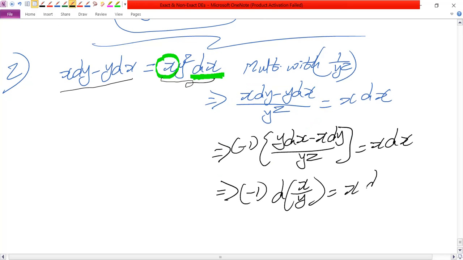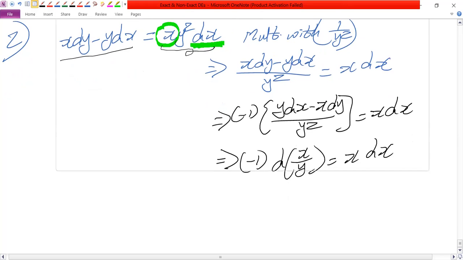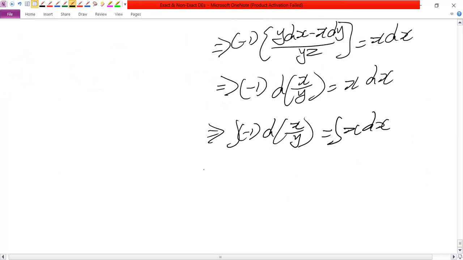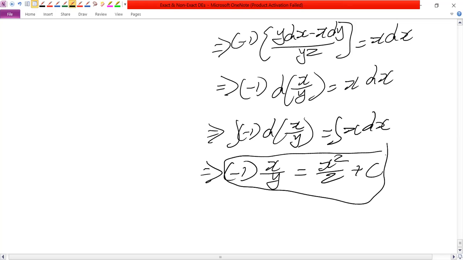into dx. Okay, so we can apply integration on both sides because the LHS part contains only x by y terms, right? RHS part contains only x terms. So apply integrations. So we will get, what is the solution? I'm not writing any step, but simply writing the integration, integral minus 1 into d of x by y is equals to integration of x into dx. So we'll get here minus of differentiation integrating x cancel, we'll get x by y is equals to integral x dx is x square by 2 plus c. This is the general solution of the given differential equation.